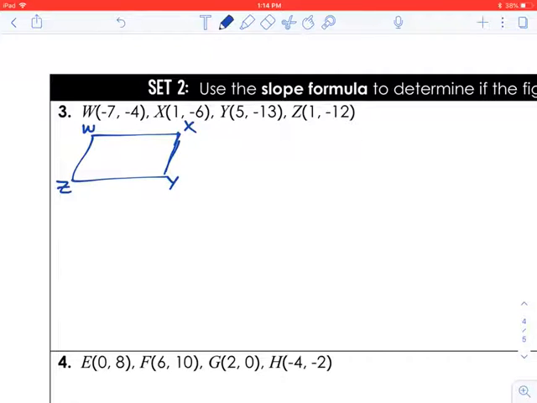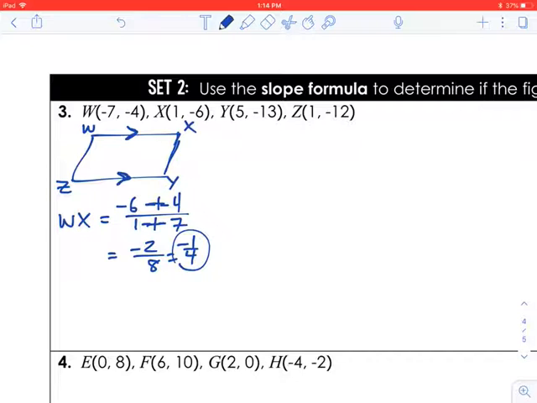Okay. So I need WX to be parallel to ZY. So WX, slope formula for WX is going to be Y minus Y over X minus X. So negative 6 minus negative 4 over 1 minus negative 7. So both of those become plus, and I get negative 2 over 8. So that's negative 1/4. All right.